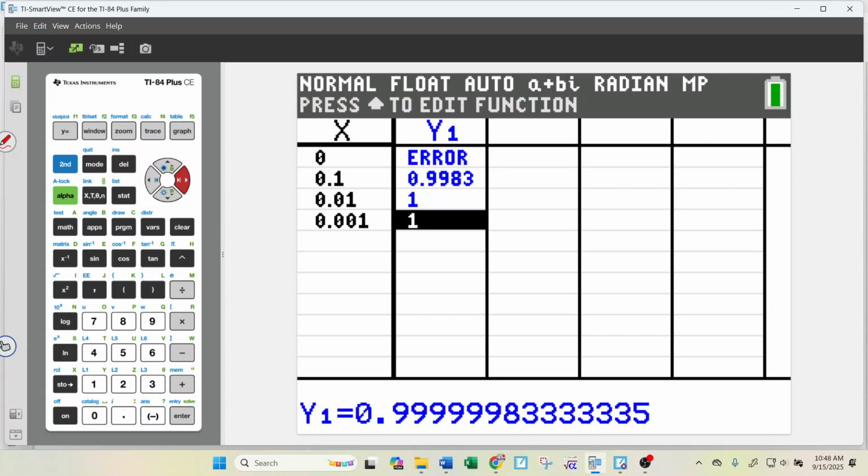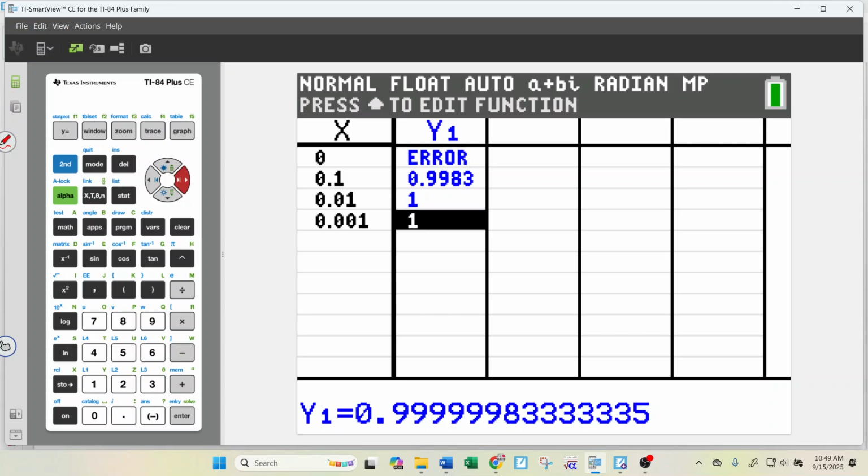Now, which way are we approaching 0, though? From the right. Think about it here. If we're on the graph, where is 0.1 at? On the right. It's over here, right? So I'm putting in numbers over here, so we're approaching from the right.